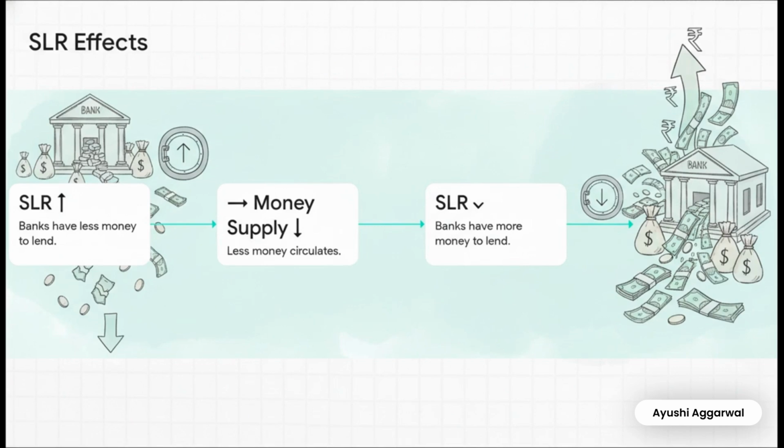And guess what? The effect on the economy follows the exact same pattern we've been seeing. If the SLR is increased, banks have to lock away more of their own assets. That means they have less money to lend, so the money supply goes down. And if the SLR is reduced, they can free up those assets and lend out more, which means the money supply goes up. See? Once you get the logic, you've pretty much mastered the pattern.